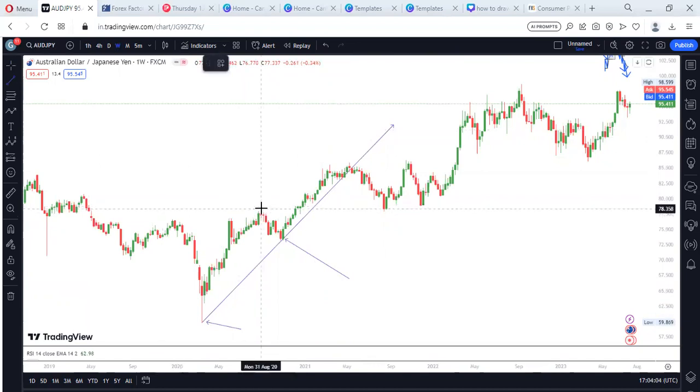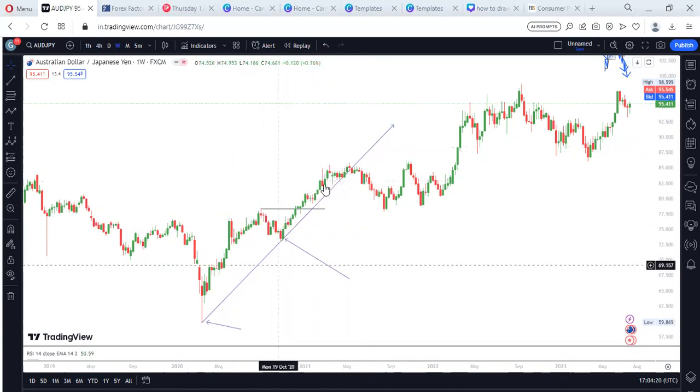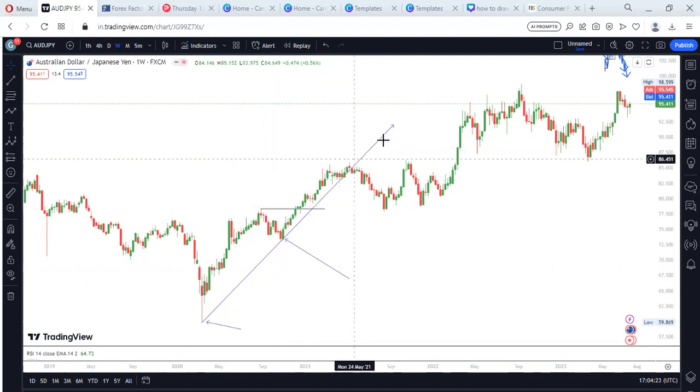These are swing highs, right? So the market broke our swing high right here, creating another high, right? So this has told us that the market is now in an uptrend. The next thing to do is mark your trend line, right? Which I just did here.